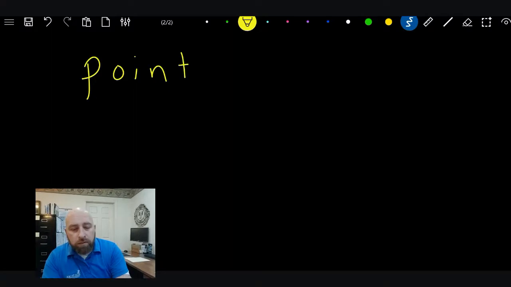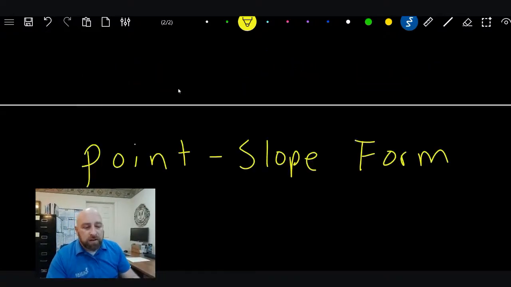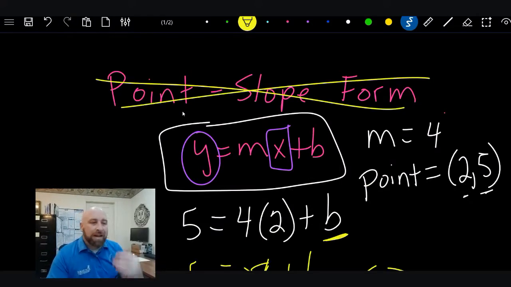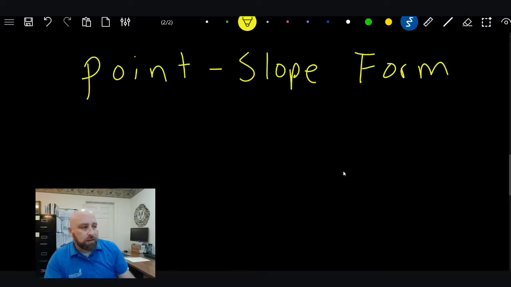All right, and like I said before, when I wrote point slope form, I showed you y-intercept. But this up here is not point slope. This is slope intercept. I just showed you that to show you that if we don't have the y-intercept, we can find it from that. But here, point slope form, write this down.